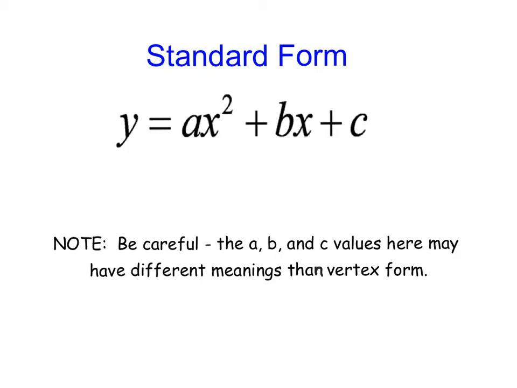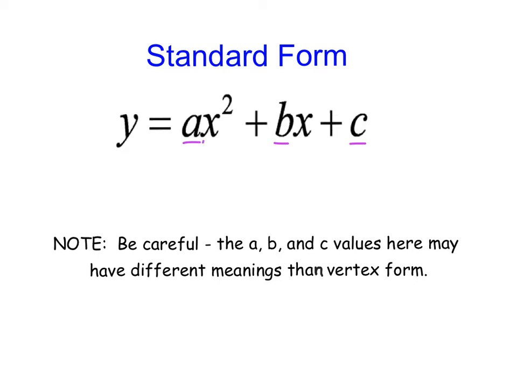In vertex form, we have the parentheses with multiple items inside of it. In standard form, everything is multiplied out and the x squareds, x's, and constant values are all combined. Something to also remember about standard form is that these a, b, and c values may have different meanings than the a, b, and c values that you see in vertex form.